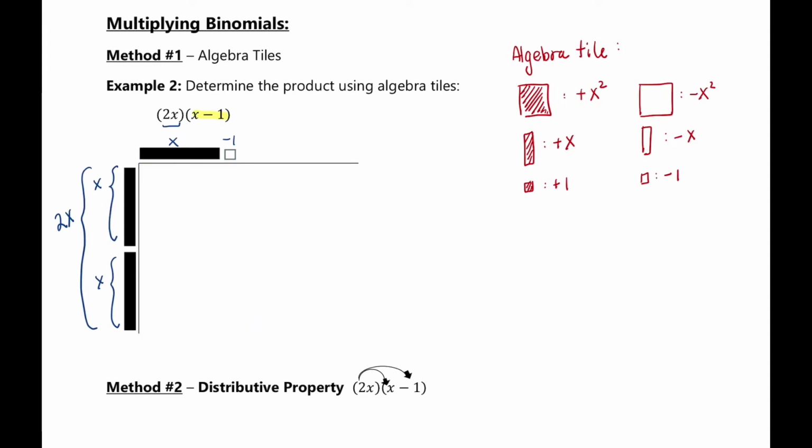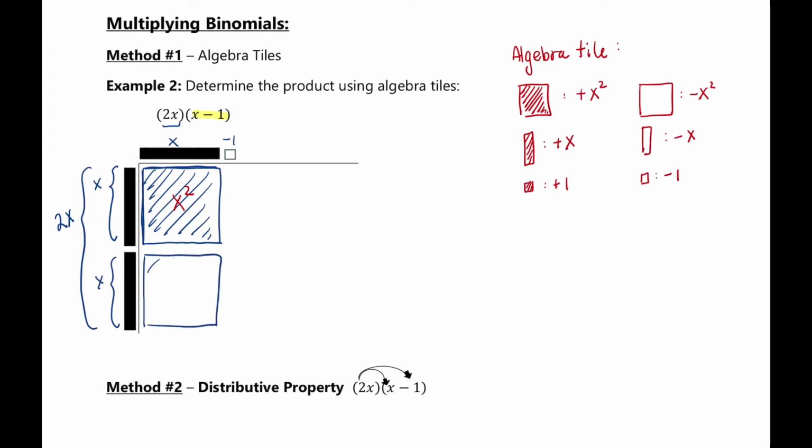So let's fill it in. All you have to do is just draw the corresponding length on each side. This is x and this is x. So this is shaded, and we know that this will be called x squared bar. We have another positive x squared bar here. And we have unshaded x bars. So these would be negative x and negative x.